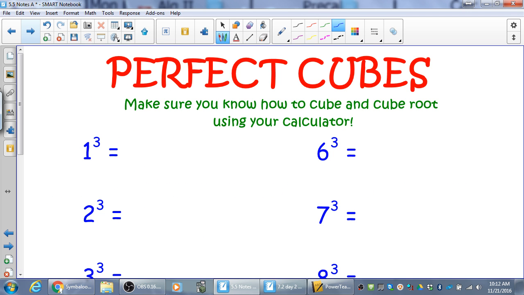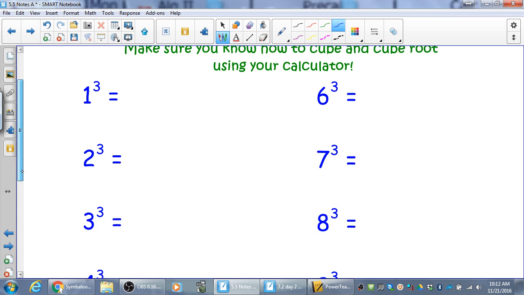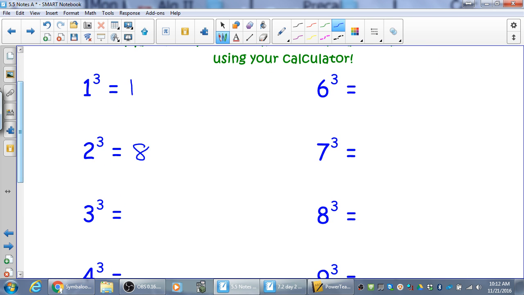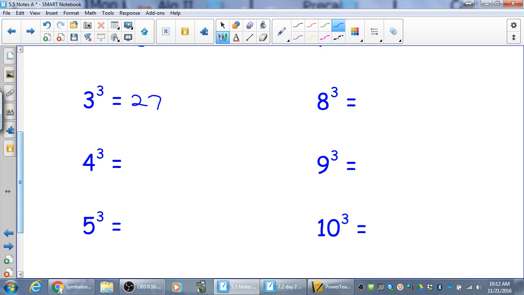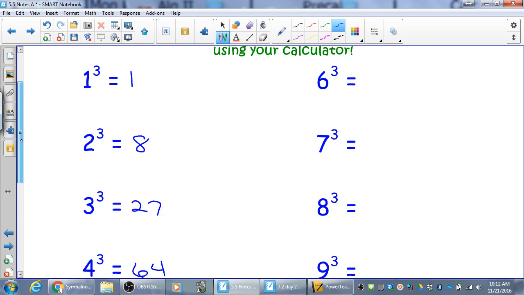The perfect cubes. 1 to the third is 1, 2 to the third is 8, 3 to the third is 27, 4 to the third is 64, 5 to the third, 125. Got those? Yeah. All right.